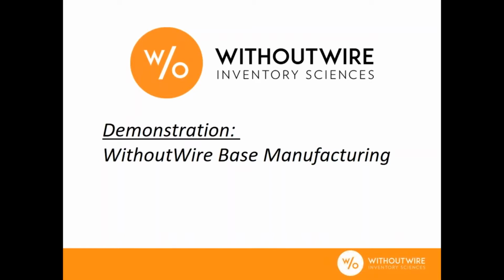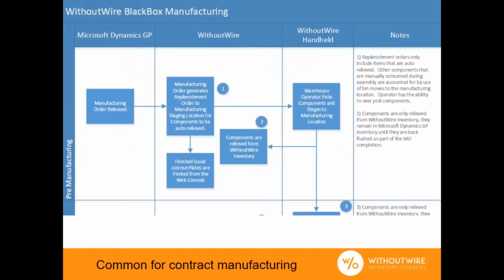Okay, great question. Keep them coming. All right, continuing on. I talked about black box manufacturing, and I've got a one-pager on this. I'm happy to send this out, but this is also referred to as a swim lane diagram. You have your accounting system, our web console operations, our mobile device operations, and notes to help guide you along the way.